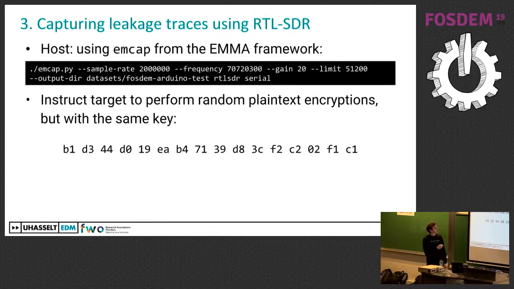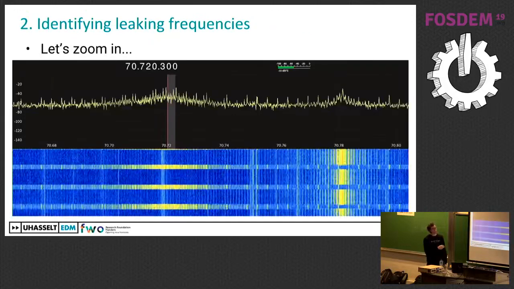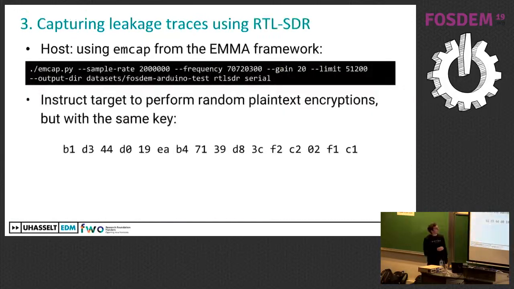What it will do is you can specify a sample rate to capture your traces. You can specify a center frequency, which is the same one that I used here. And then you can specify gain, the number of traces that you want, and an output directory, which is just the FOSDEM Arduino test directory. Okay, so now what MCAP will do is it will automatically start capturing. It will send a serial command to the Arduino to perform an encryption and then automatically stop the trace.